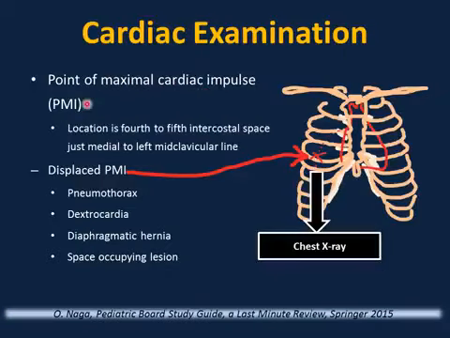Point of maximal cardiac impulse is the point where the cardiac impulse can be best palpated on the chest wall. The location of PMI is between the 4th and 5th intercostal space, just medial to the mid-clavicular line. If it is displaced to the right side, this is abnormal. You need to do a chest X-ray to look for pneumothorax, dextrocardia, diaphragmatic hernia, or a space-occupying lesion.